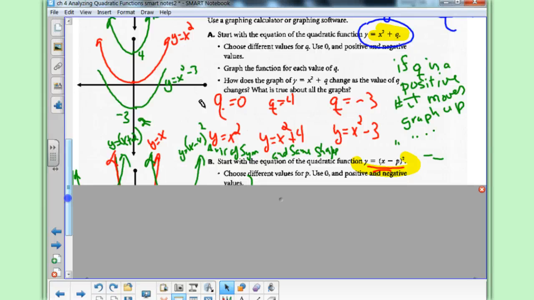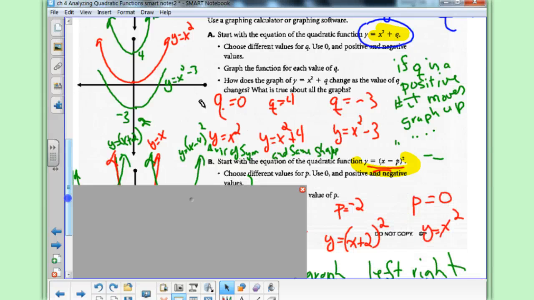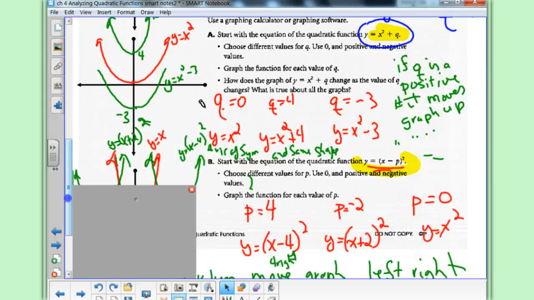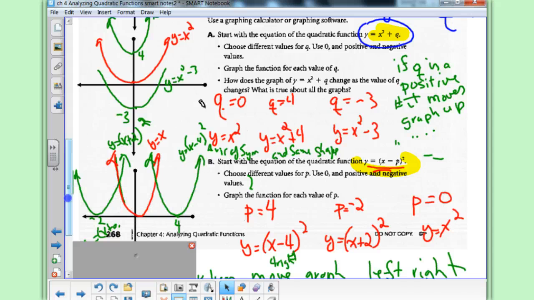On the second one, it said, go into this and change values of P. So the first thing you do is pick P to be 4 and put it in my calculator, and I got x minus 4 squared. I put P as -2, and I got x plus 2 squared. And if I had P equal to 0, I would just have x squared. So when I graphed them, we'll just highlight.